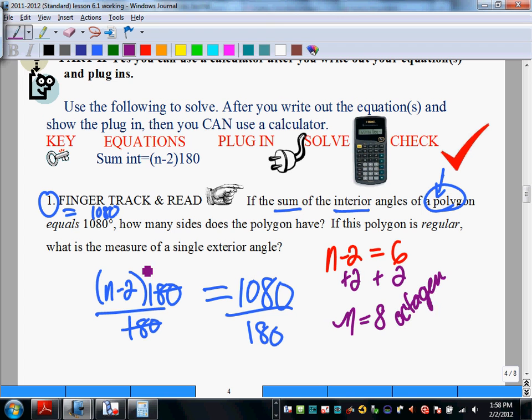We're not quite done yet. It says right here how many sides. We have that, so I'm going to cross that out. And I said if the polygon is regular, how could you find a single exterior angle?